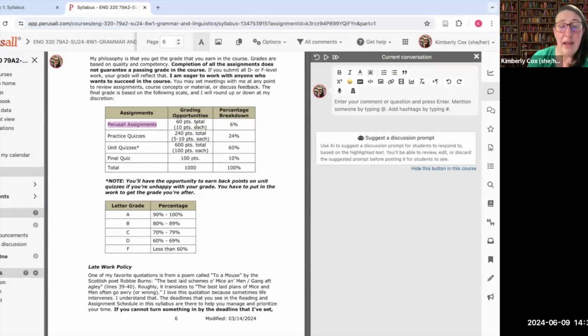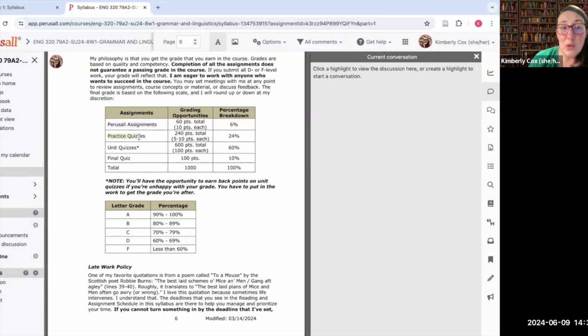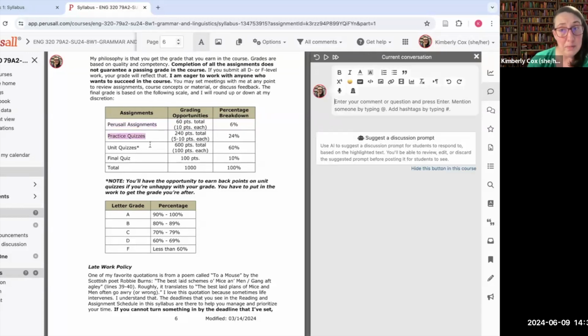So the more you read, the more you engage, the more you use text on perusal to discuss, the higher the grade you'll get. In terms of practice quizzes, these are based entirely on completion. So you're going to have practice quizzes for every unit that are short but designed to help you practice specific concepts. They are untimed, they are open book, open note, open lecture, right? So the goal is not to get you with the questions. Really, I want you to have space to practice and to feel comfortable and confident in the concepts.